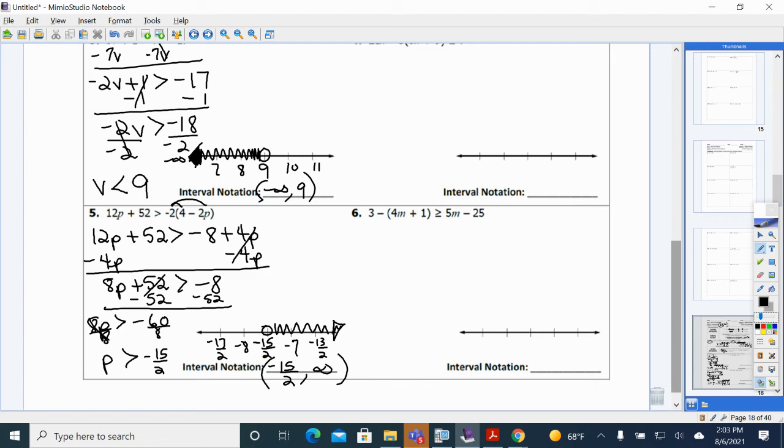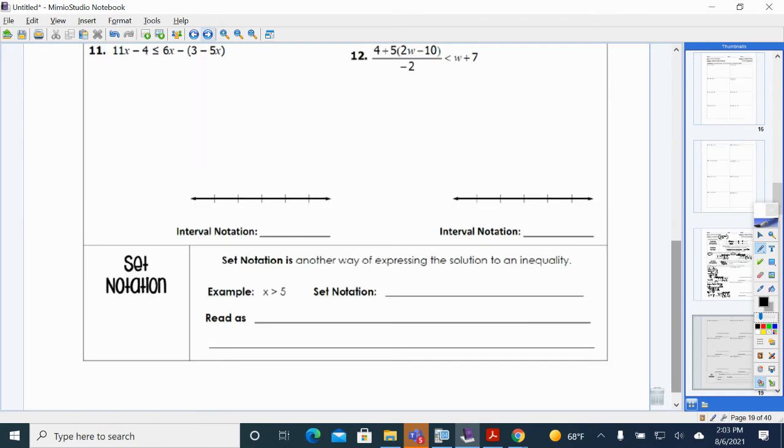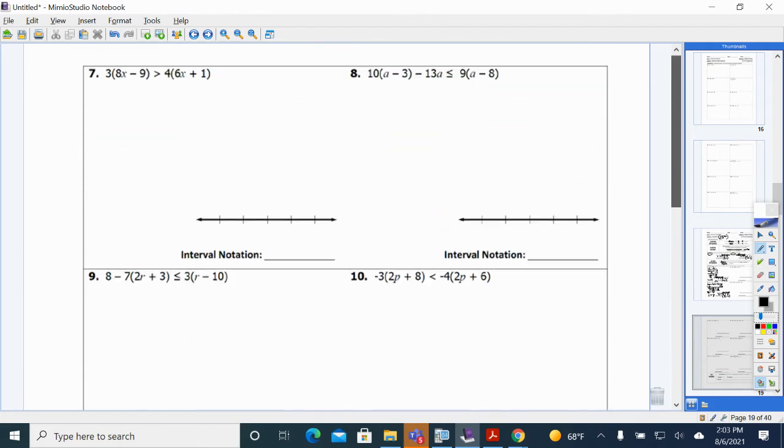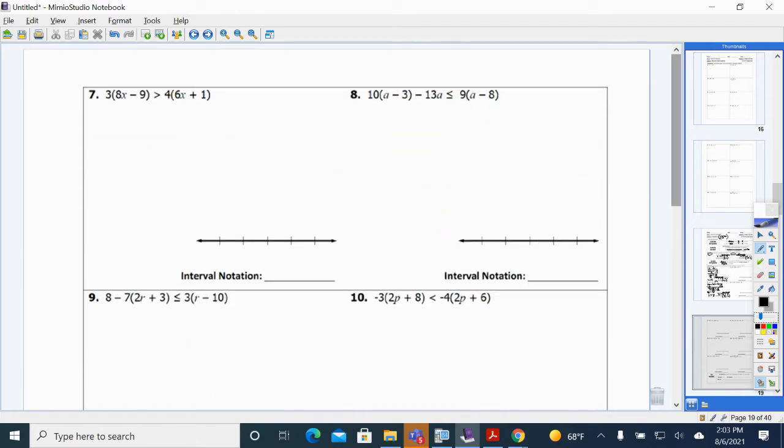All right, let's jump to number 7. 3 times 8x minus 9 is greater than 4 times 6x plus 1. Again, the first step is to distribute. 3 times 8x is 24x. 3 times negative 9 is negative 27. Greater than. 4 times 6x is 24x. 4 times 1 is 4.